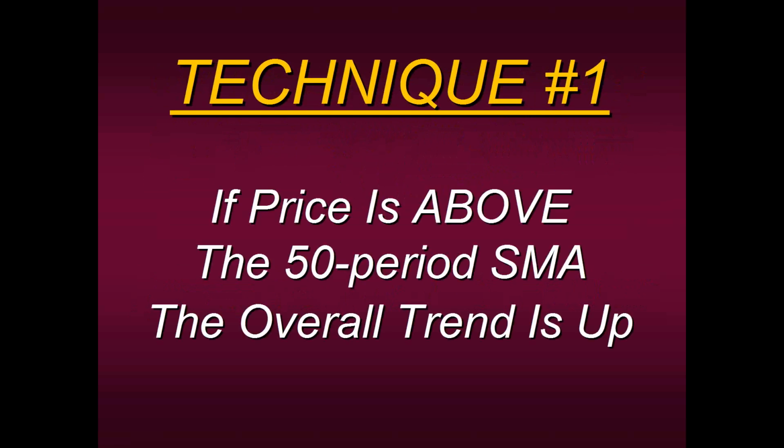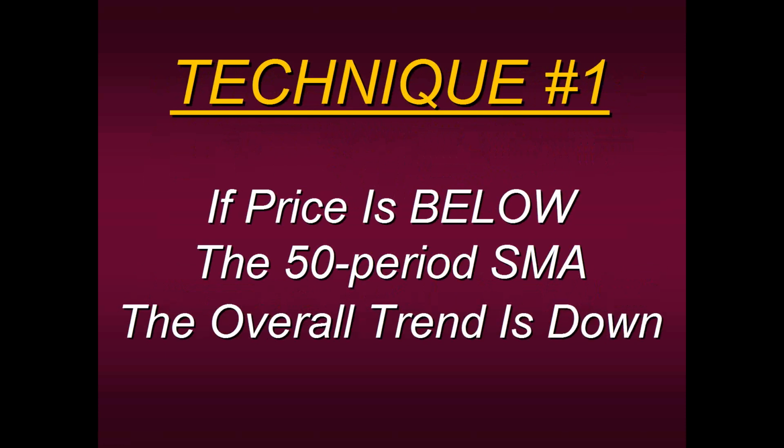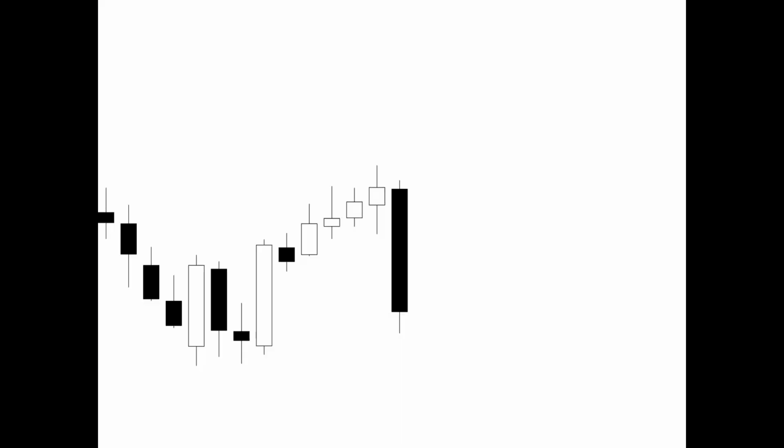Technique number one: if price is above the 50-period simple moving average, the overall trend is up. That's it. It's that simple. Remember, I told you it's going to be extremely simple. Conversely, if price is below the 50-period simple moving average, the overall trend is down. You see, there's no reason to overcomplicate things. It's that simple.